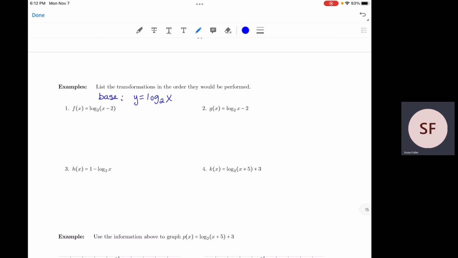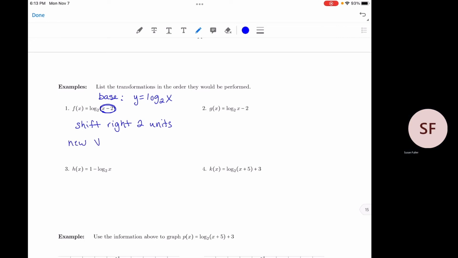Okay, so number 1 here, the transformation that we have is going to come from in here. We are subtracting a 2 inside with x, so this is going to shift us left and right. Because it's inside with x, this will go the opposite way that we think it will. So we are going to shift this to the right 2 units. And because we're shifting this right and left, our vertical asymptote is going to go with that. So I'm just going to make a note here that our new vertical asymptote is going to be over at x equals 2. It will also shift right with our graph.